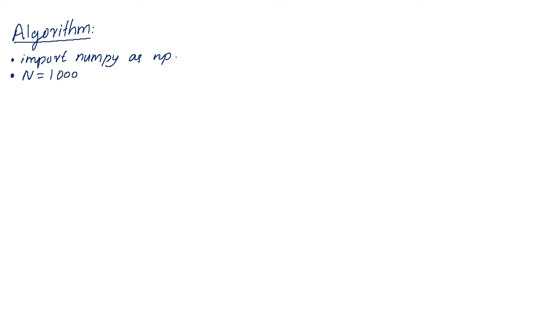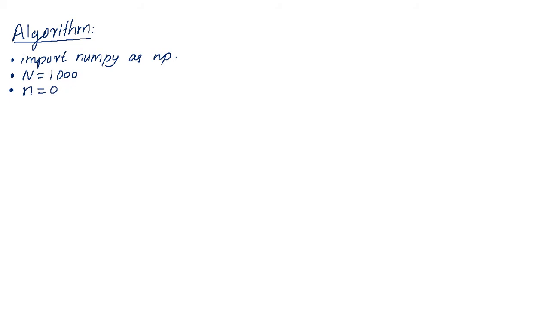Now let us consider the algorithm. It's really simple. We have to generate random numbers. Therefore, we have to import numpy. So the first step is to import numpy as np. Now we have to set some capital N value, say 1000. We will choose a large number. Then we will initialize small n as 0.